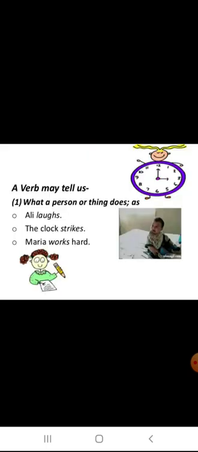A verb may tell us what a person or thing does. For example, Ali laughs. What is the person doing? Laughing. The clock strikes. What is the clock doing? Strikes. Maria works hard. So what does the verb tell? The verb tells what a person or thing does.